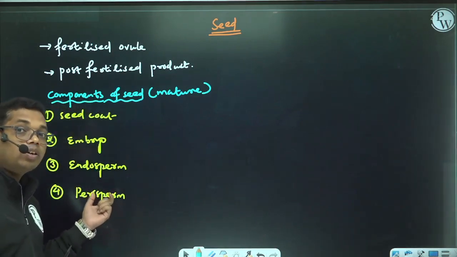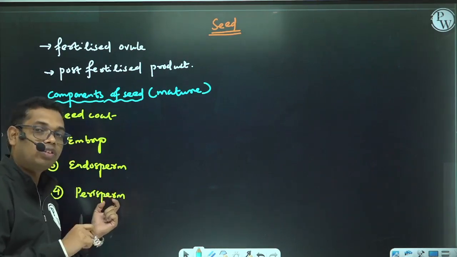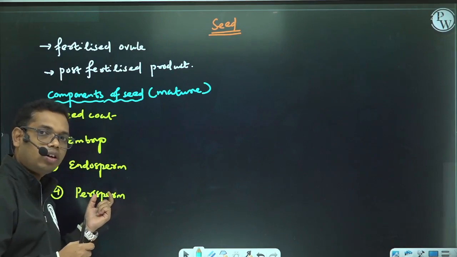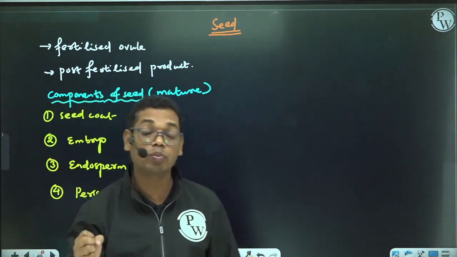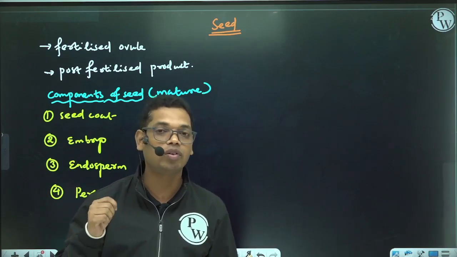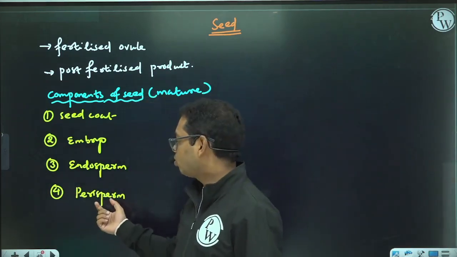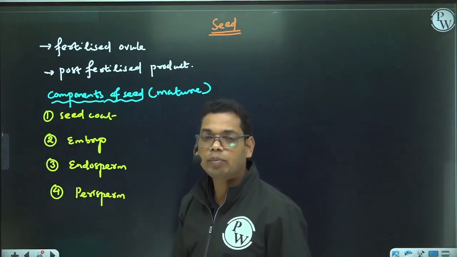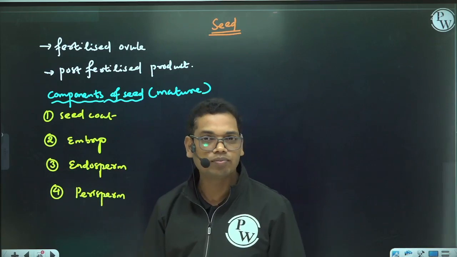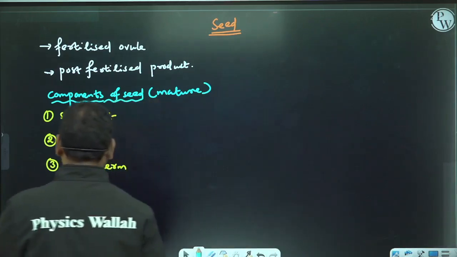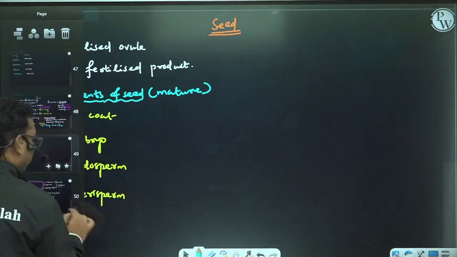What is perisperm? Perisperm is the left out part of the nucellus. Normally, when the seed develops, the nucellus is completely consumed, but in some cases, some part of the nucellus may remain, and that remaining part of the nucellus is called perisperm. So these are the different components of the seed. Now let me tell you about the monocot seed.